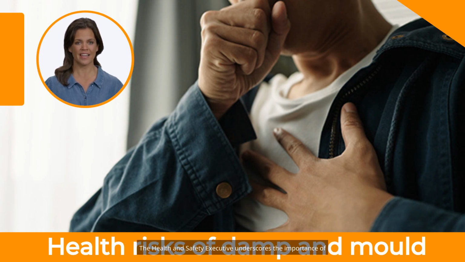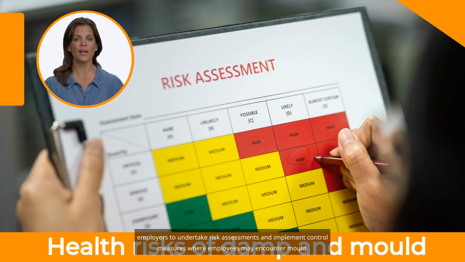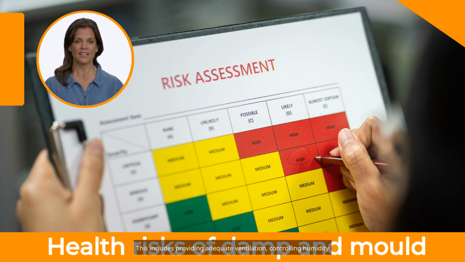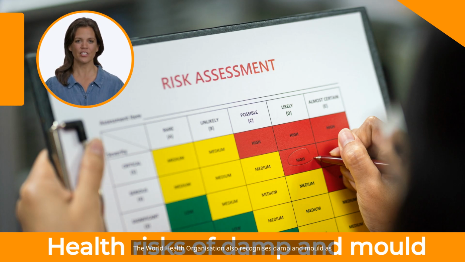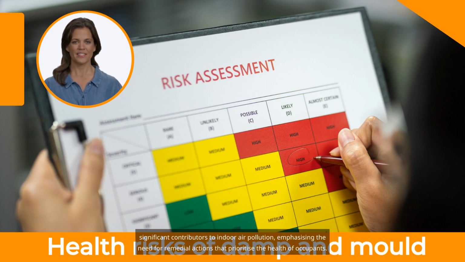The Health and Safety Executive underscores the importance of controlling exposure to biological hazards under COSHH, obliging employers to undertake risk assessments and implement control measures where employees may encounter mould. This includes providing adequate ventilation, controlling humidity levels, and ensuring safe cleaning procedures using appropriate personal protective equipment, PPE. The World Health Organization also recognizes damp and mould as significant contributors to indoor air pollution, emphasizing the need for remedial actions that prioritize the health of occupants.